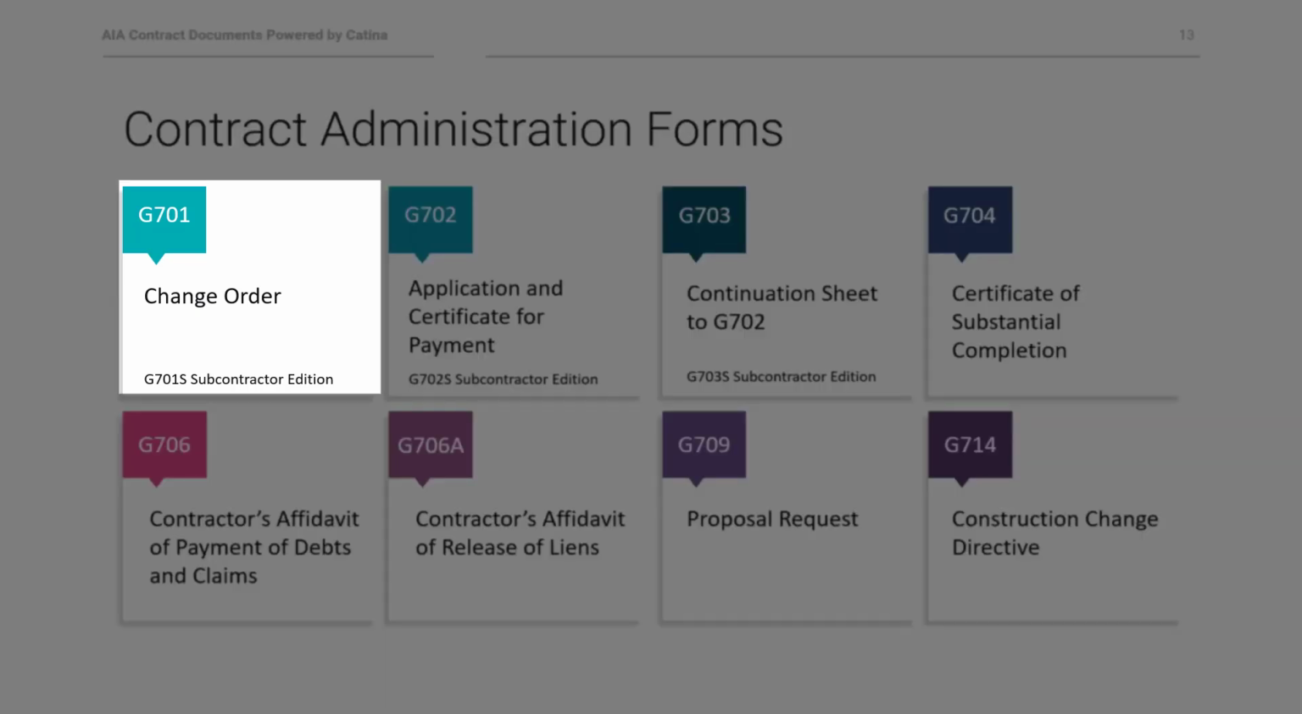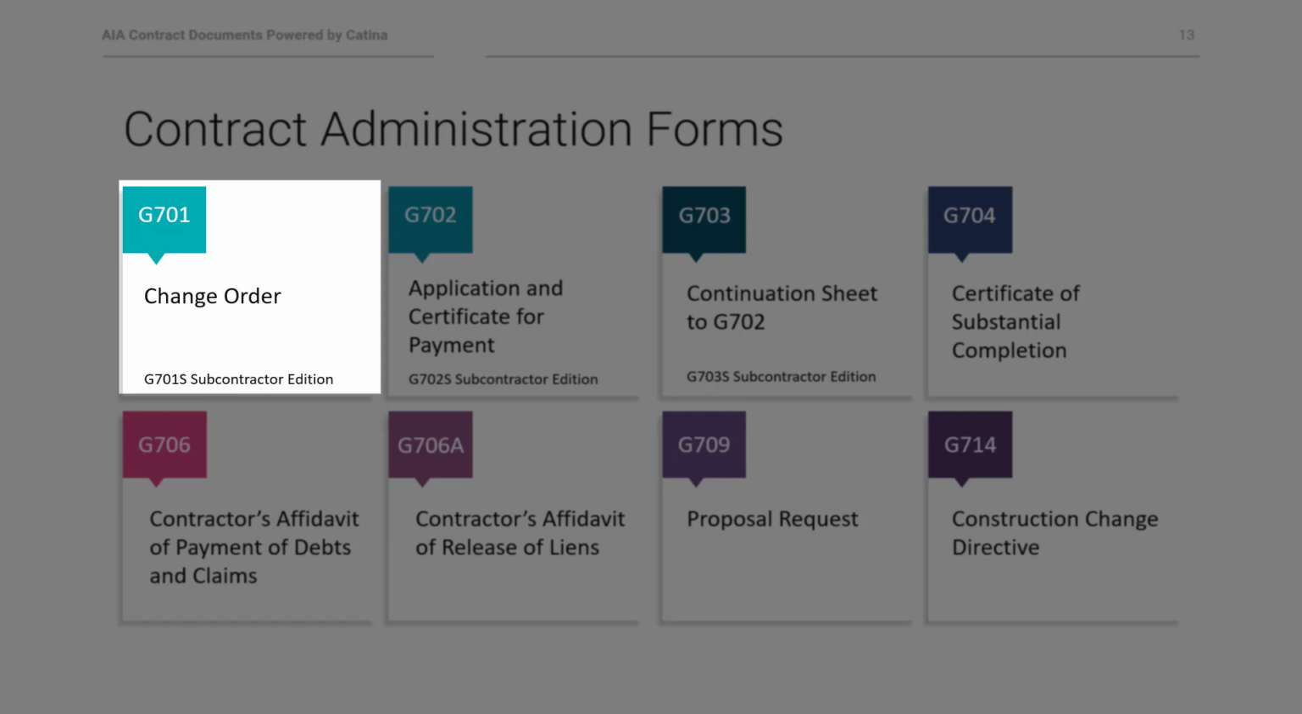Starting off, the G701, which is a change order. It is used to change something, anything, on a construction project as long as all the parties agree. Most people think of this being money or perhaps time, and that's certainly true in most cases, but it could also be used for amending an owner-contractor agreement. When I say amend, I mean in any change.